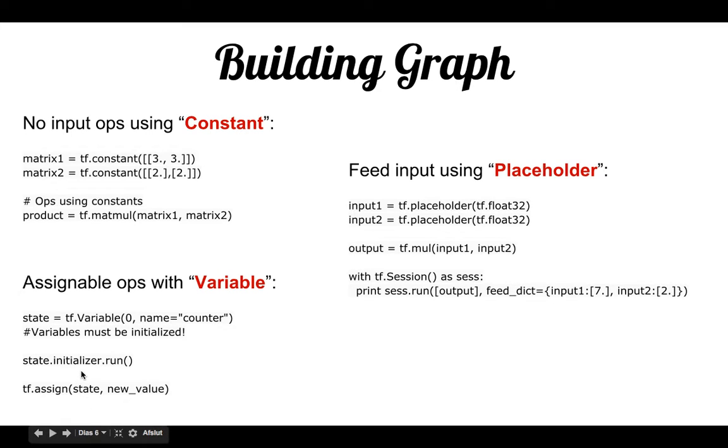The important thing about variables is that they must be initialized by using this command, or initialize all variables, within every graph session. And the last one is a placeholder, where you define the data type that you expect to get within this variable. So this can take in any file as a tensor and use it within a function. So this is the most flexible one of the three.